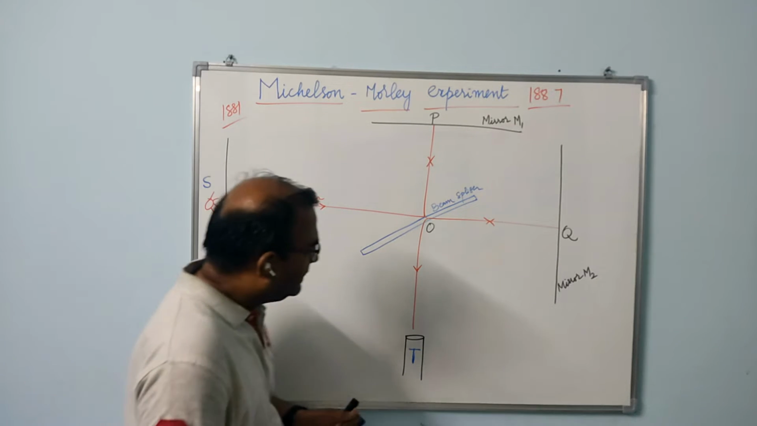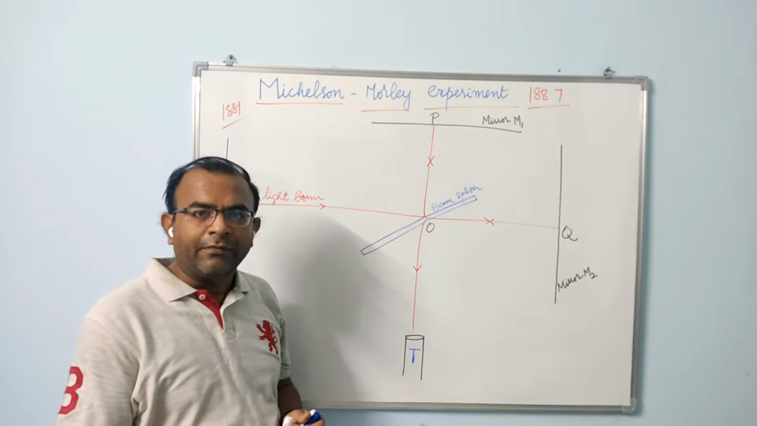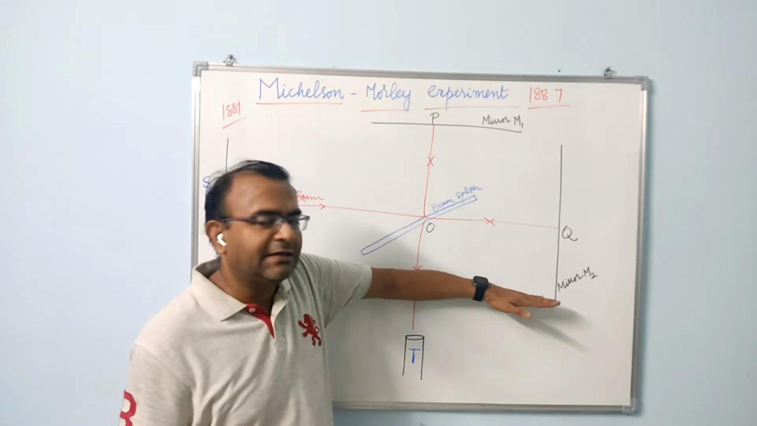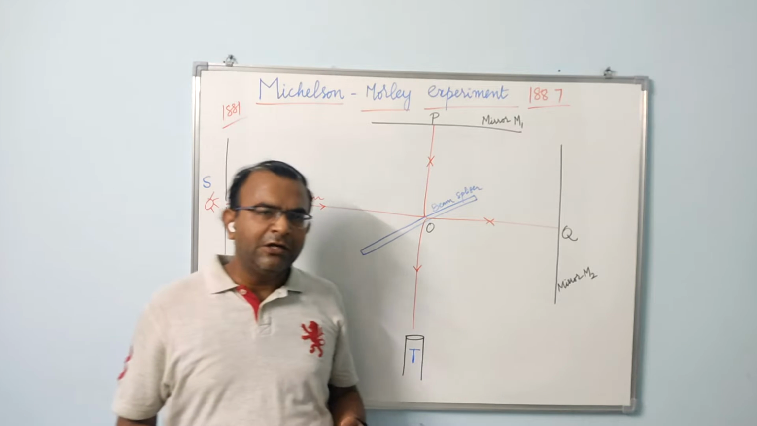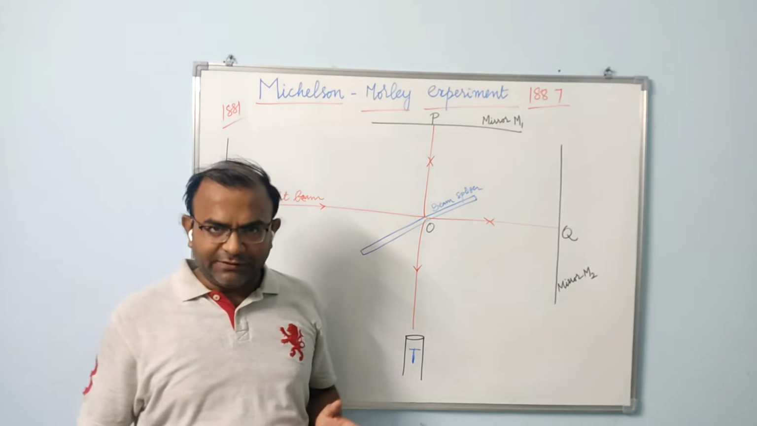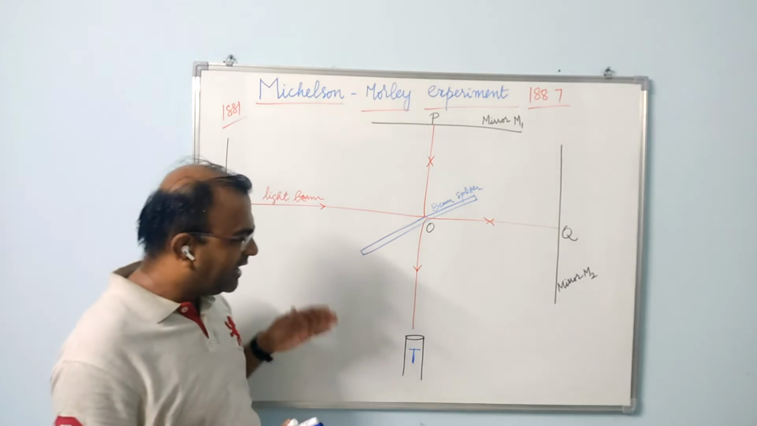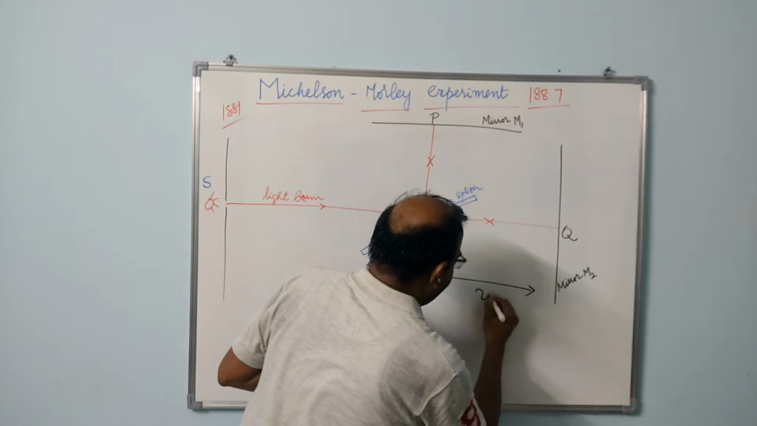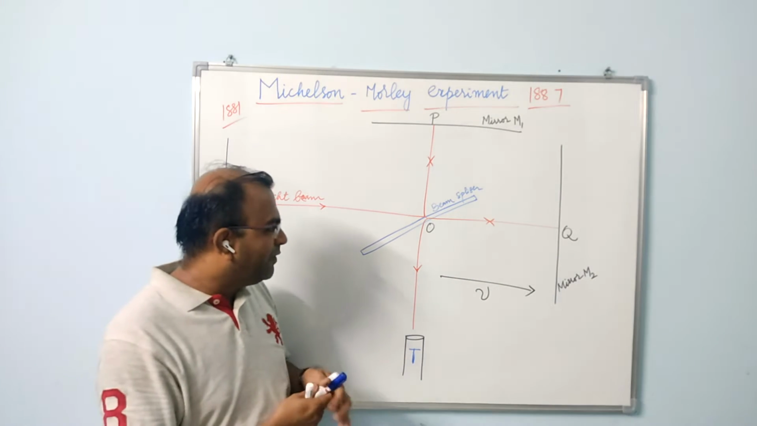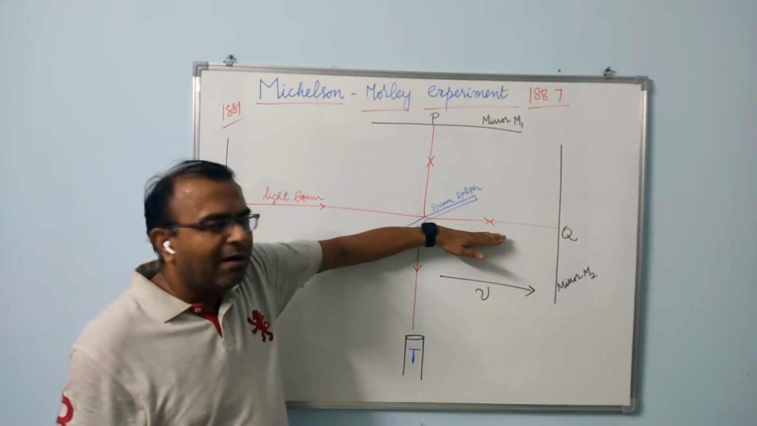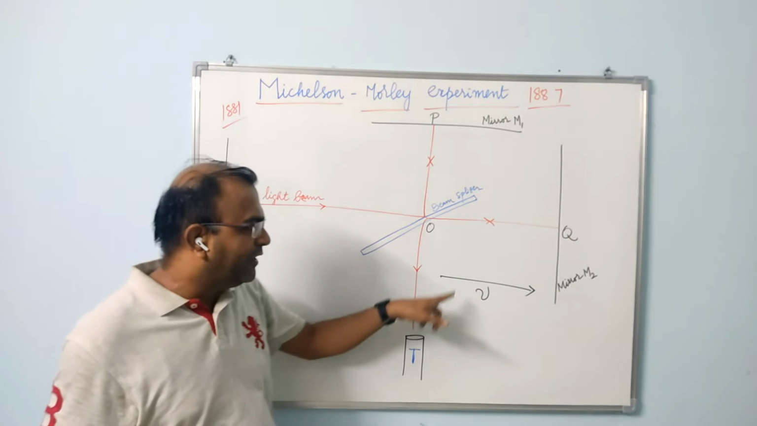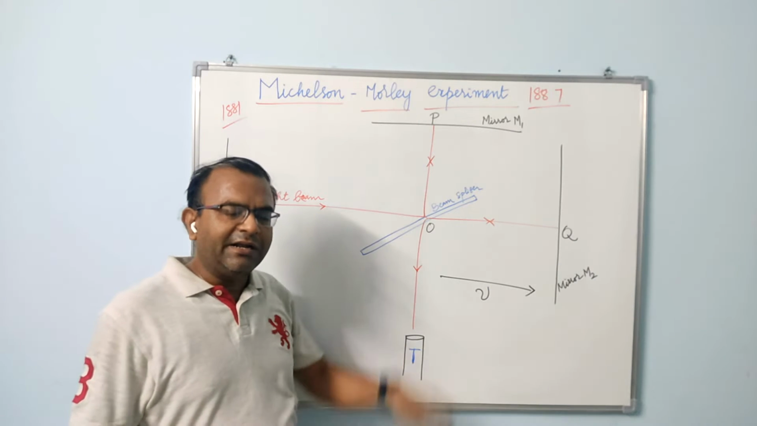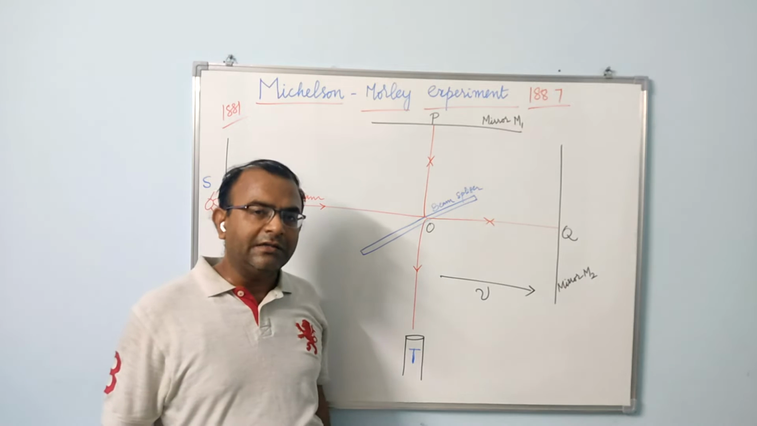Here, the direction of motion of Earth through the hypothetical ether medium is in this direction. That is, Earth goes around the Sun, so its direction changes throughout the year. So at any given instant when the experiment is performed, let us say Earth is moving with the velocity v around the Sun. This arm, let me call this the OQ arm, the parallel arm of the interferometer, is parallel to this direction of motion, whereas the other arm, the OP arm, is perpendicular to the direction of motion of the Earth through the hypothetical ether.